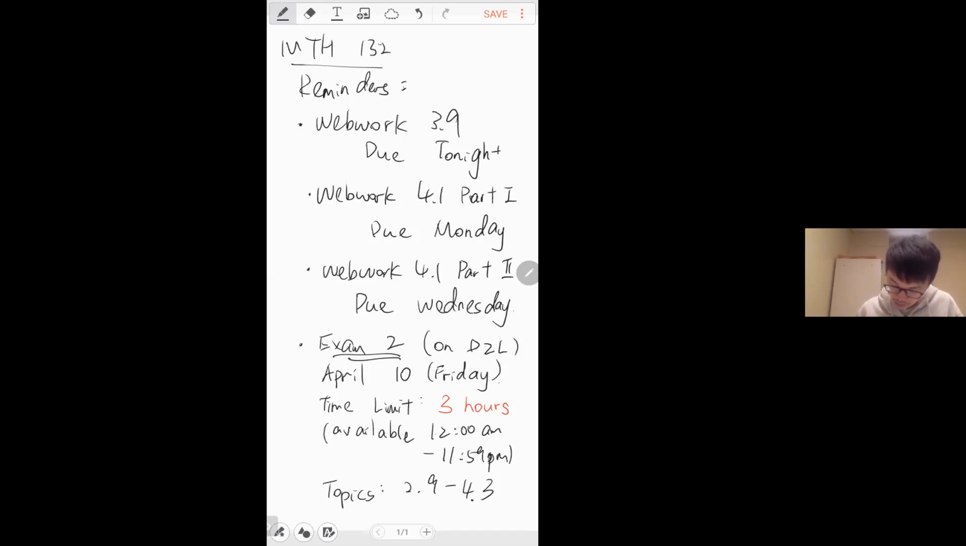So today I want to finish up section 4.1. But let's recall what we did last time. This section is about approximating the area under the graph of f of x. And then we talk about the left-hand sum and the right-hand sum.